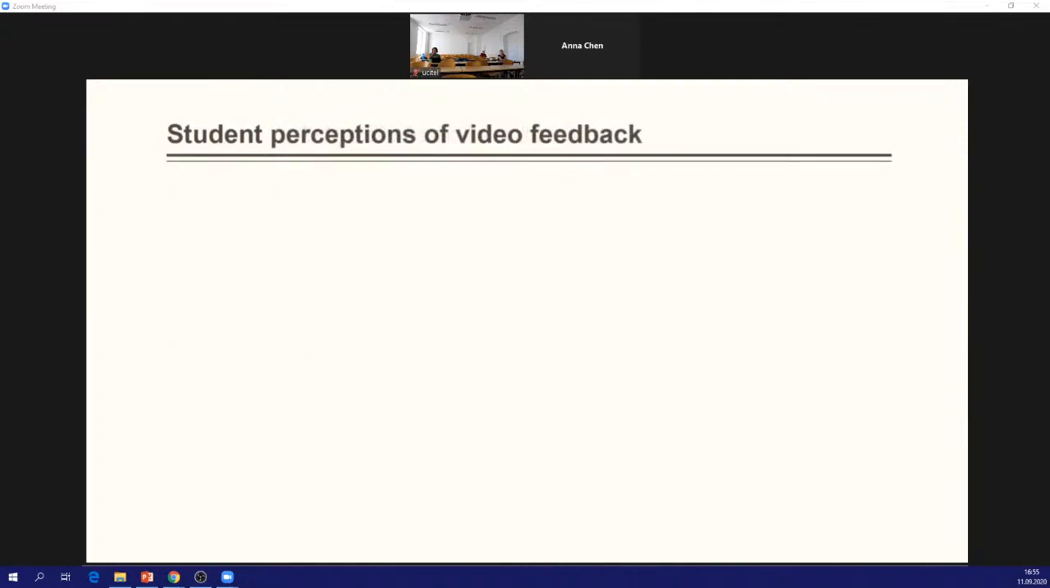Okay, what are student perceptions of video feedback in comparison with written feedback? First, students found the video feedback easy to follow and take in. Some students found it easier sitting down to watch a video than reading a long written feedback. Students who had no problem reading long written feedback also felt it better to see the feedback visually.